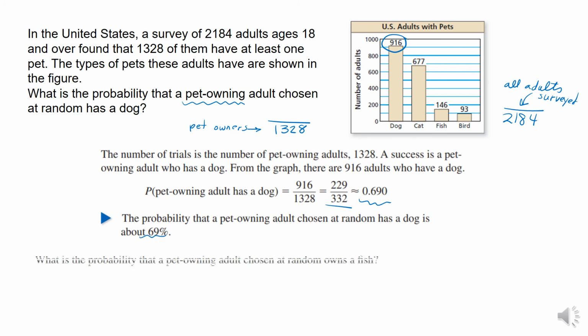Okay, so let's ask another question. What is the probability that a pet-owning adult, so now we know what our total is, it's 1,328, owns a fish? So the fish will now be our numerator, 146. Okay, and then we're going to calculate that out, and we're going to get about 11%. So don't be afraid to look carefully. In fact, do be afraid not to look carefully. Make sure you're being careful.